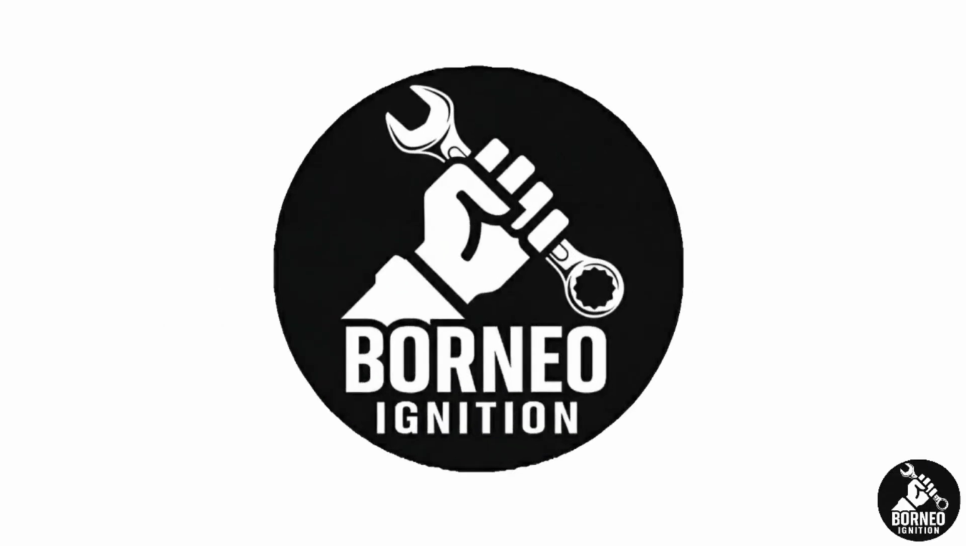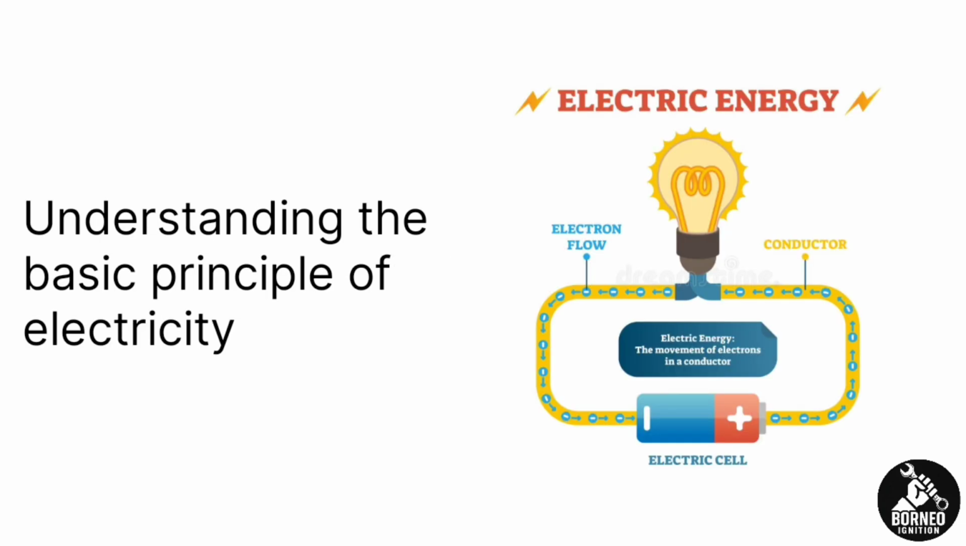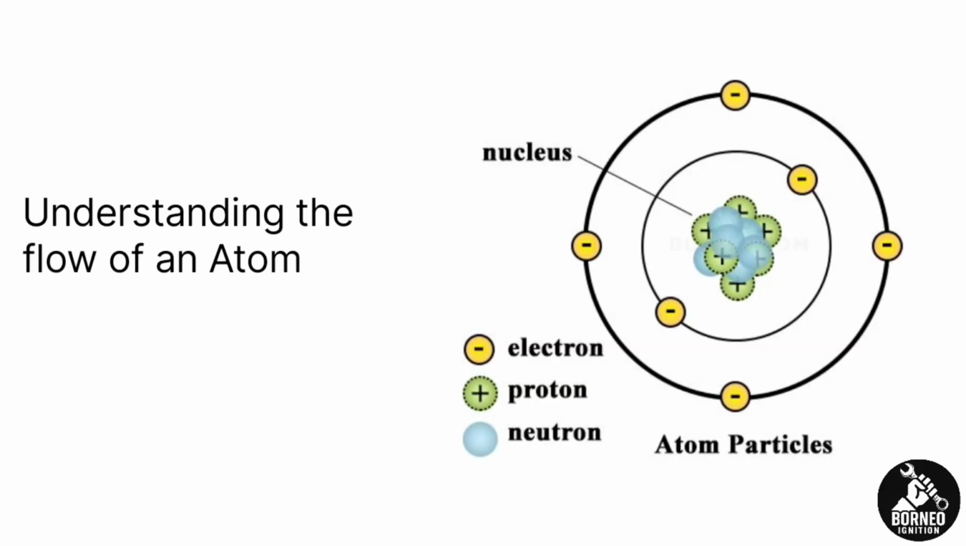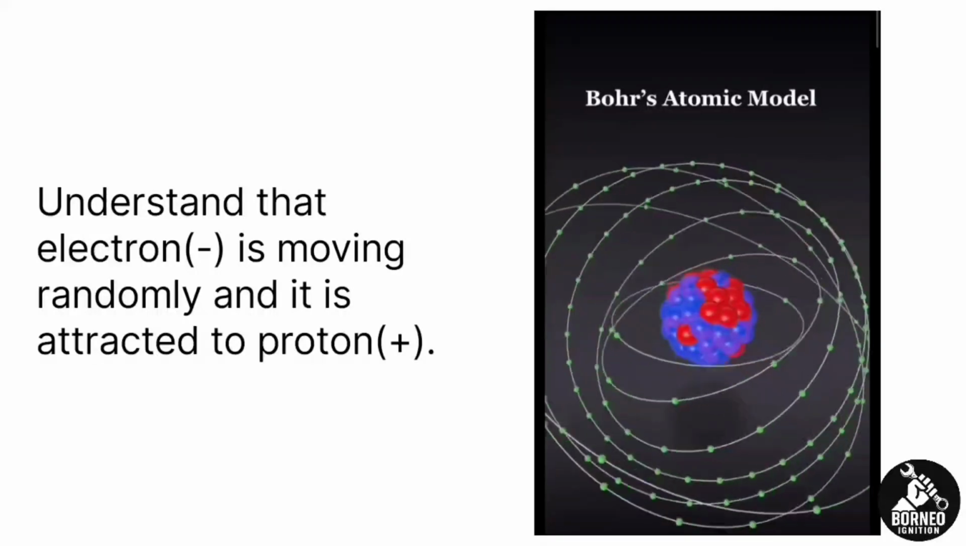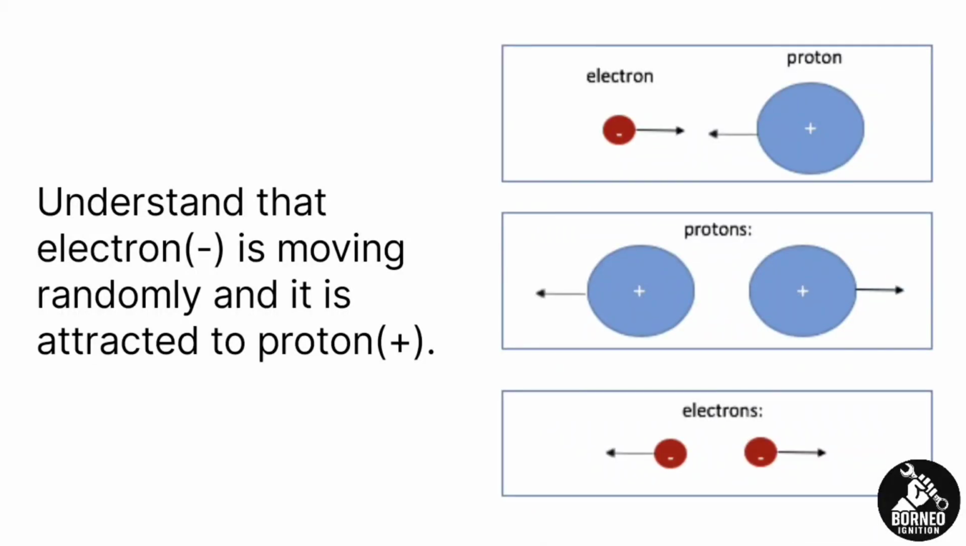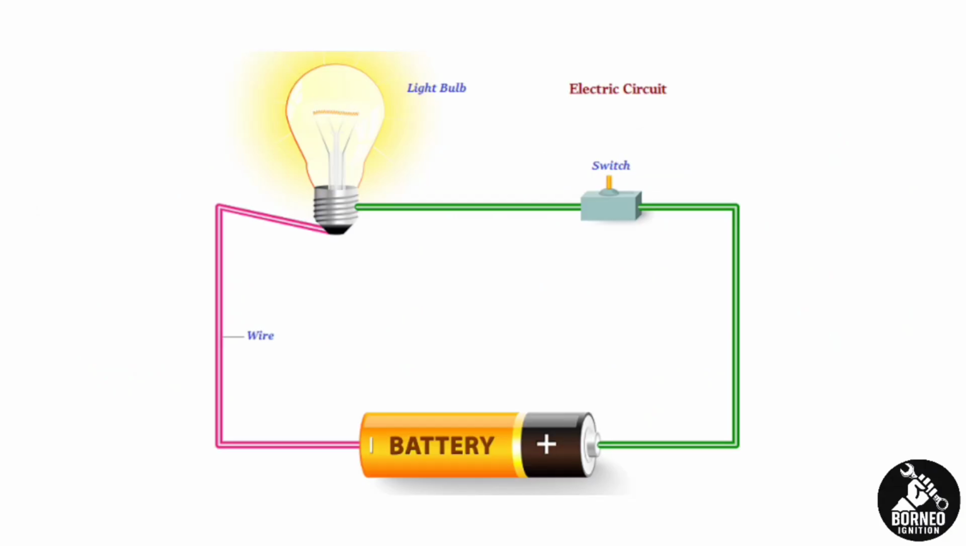So first of all, the very basic thing that we need to understand is the principle of electricity, which is the flow of an atom. We understand that the atom is made up of electron, which is negative, and proton, which is positive, and at the center we have the neutron. All of these electrons are moving randomly, and the electron, which is negative, is always attracted to something which is positive. So basically electricity is formed by the movement of electrons, which are attracted from one atom to another. When all of this movement flows, this is what creates the electricity.